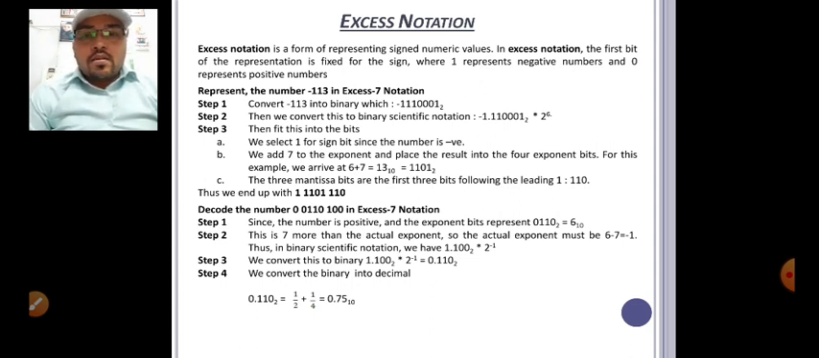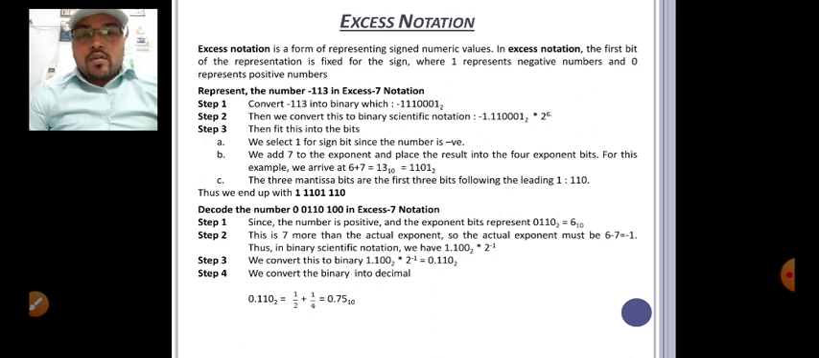Excess means in a large amount. So if anything is in excess, then that has to be removed or handled. This we have to do. So in today's lecture, I will explain how we deal with excess notation. Let us start today's class with this topic of excess notation.